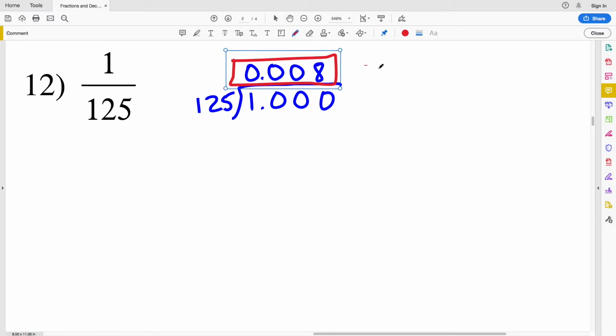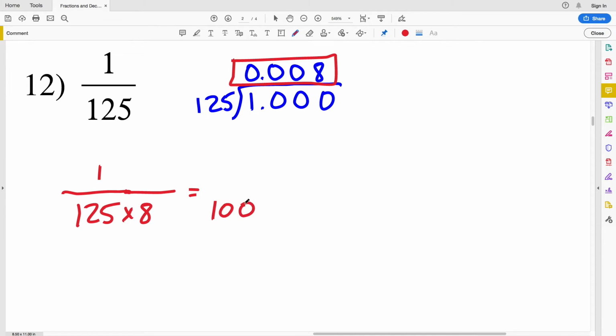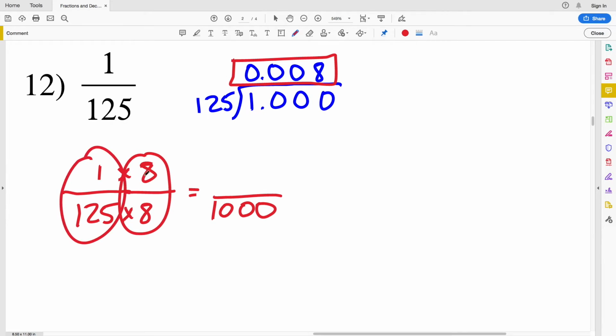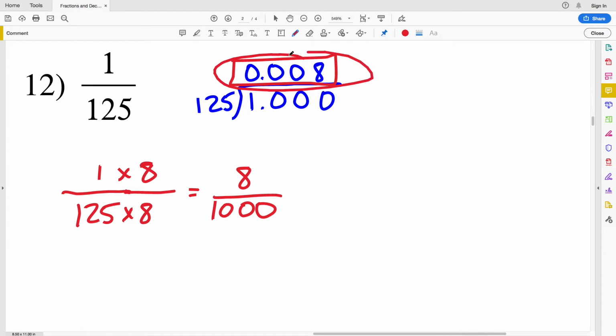Another way we could have done this is if we would have recognized that 125 went into 1,000 right away, we could see that for 1 over 125, we need to multiply that denominator by 8 to get to 1,000. So that means we need to multiply our numerator as well by 8 so that we don't change the value of our overall fraction. So that would be 8 over 1,000, which we read as 8 thousandths.